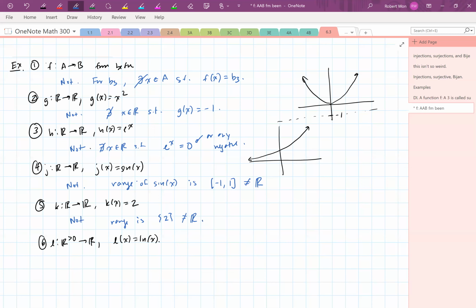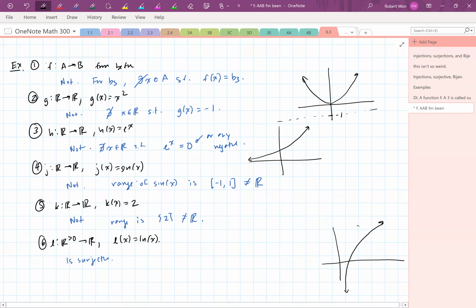Okay, but this last one, log, this one is surjective. Finally. Why is this? Because the graph of the function looks like this, which means that every horizontal line passes through this function. That means every possible output occurs.